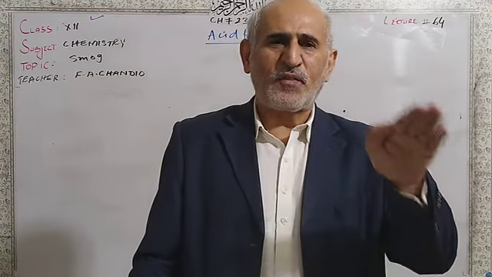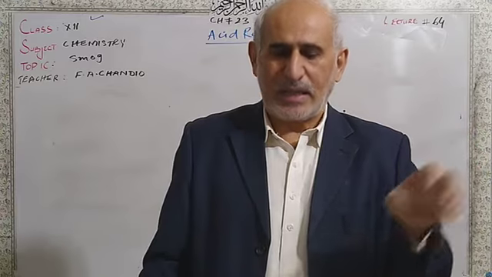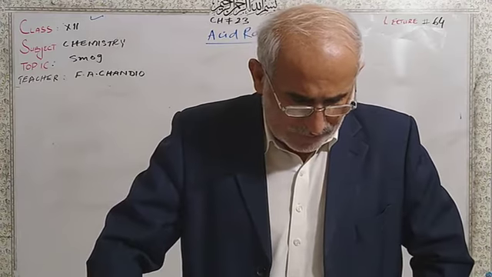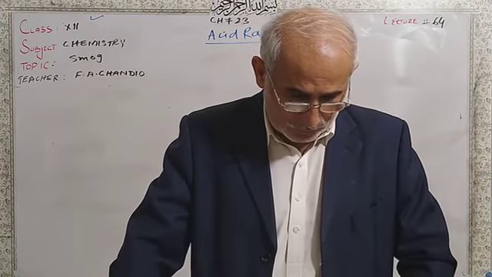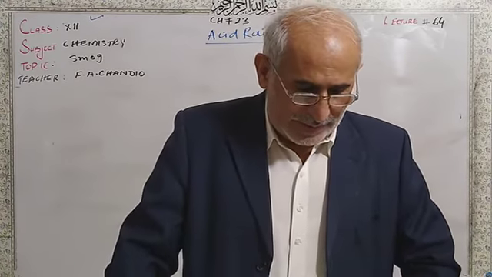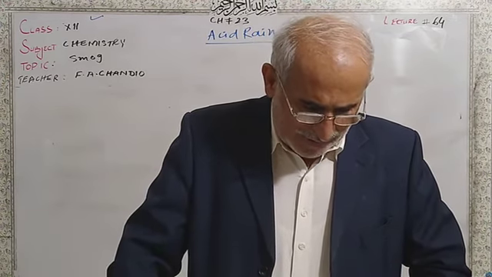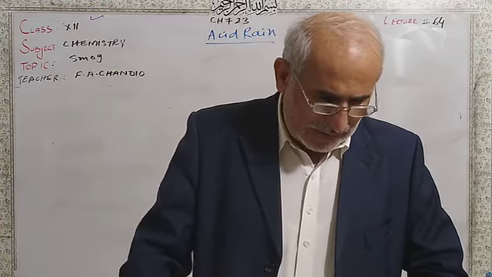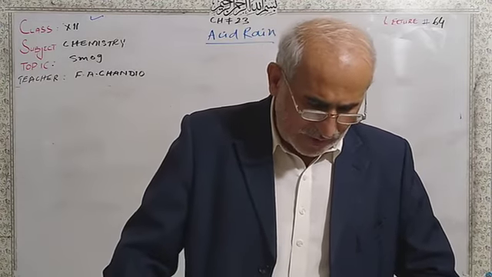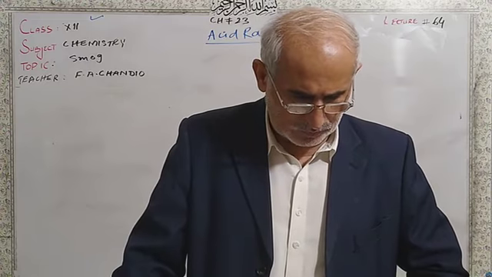So acid rain: if the pH of the rain is about 6.4, not less than 6.4, then this is safe, good for us. The rain is not polluted. If the pH of the rain is less than this limit, then it is a very damaging, very bad situation.